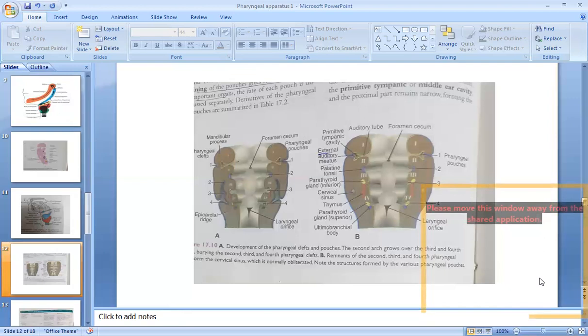The ultimobranchial body later on forms the parafollicular cells of the thyroid, called C cells of the thyroid, and they are incorporated into the thyroid gland, and they are responsible for calcitonin production.